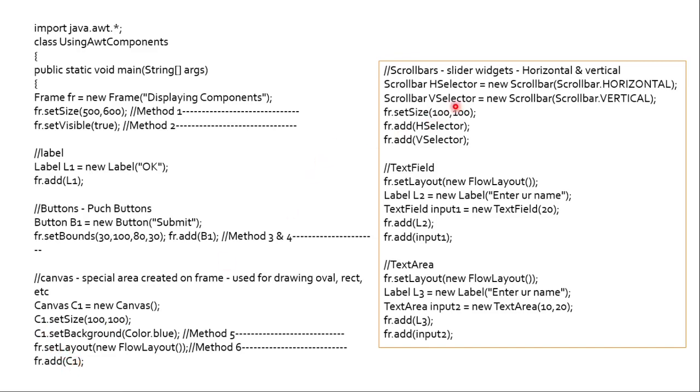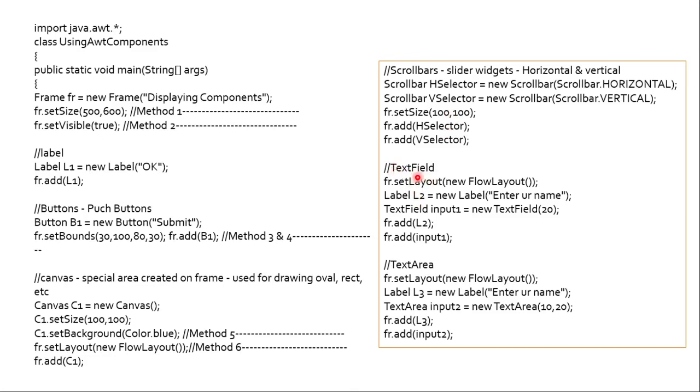Okay, then let's talk about scroll bars, that is horizontal and vertical scroll bar. You need to use the class Scrollbar, and this is a reference. What I have done is Scrollbar.HORIZONTAL and Scrollbar.VERTICAL I have given, and I'm going to add these into the frame. See here I have added, and I have set the size of that scroll bar. You will click something and drag down, so that is about the size of that.